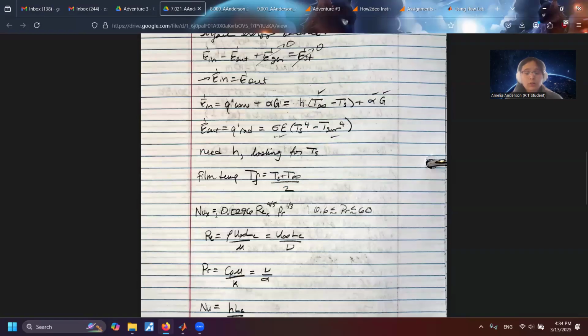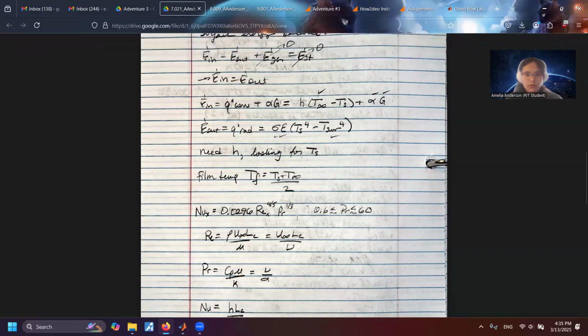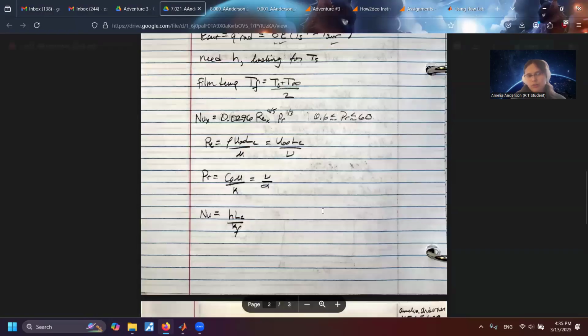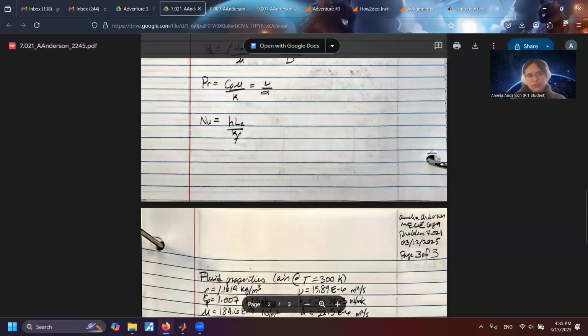We know our local Nusselt number. Here's the correlation for fully turbulent flow over a flat plate. We know that we have to have a Prandtl number within these values. If we take our Prandtl number from the fluid properties of air, T is 300 K. From the textbook, we know that our Prandtl number is 0.707, which does fit in here. We will need to calculate the Reynolds number because it's a function of velocity, so it's not just a fluid property. Here's our definition of the Nusselt number.